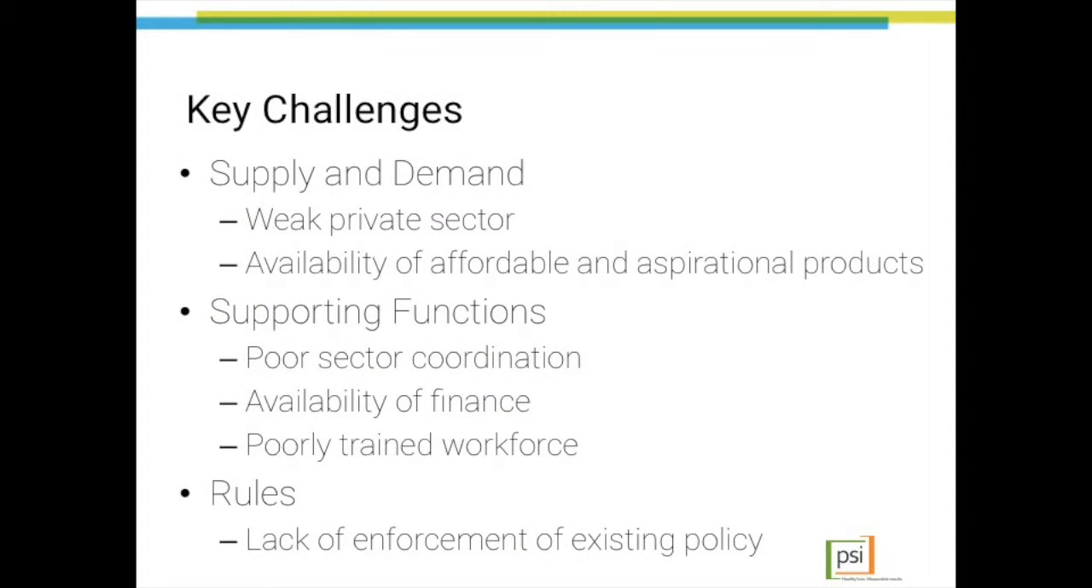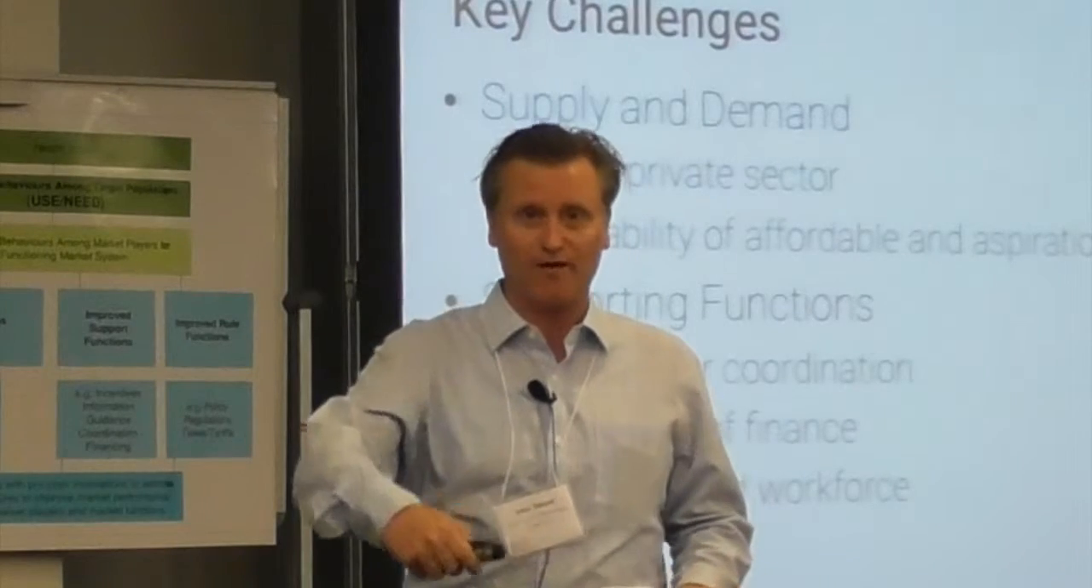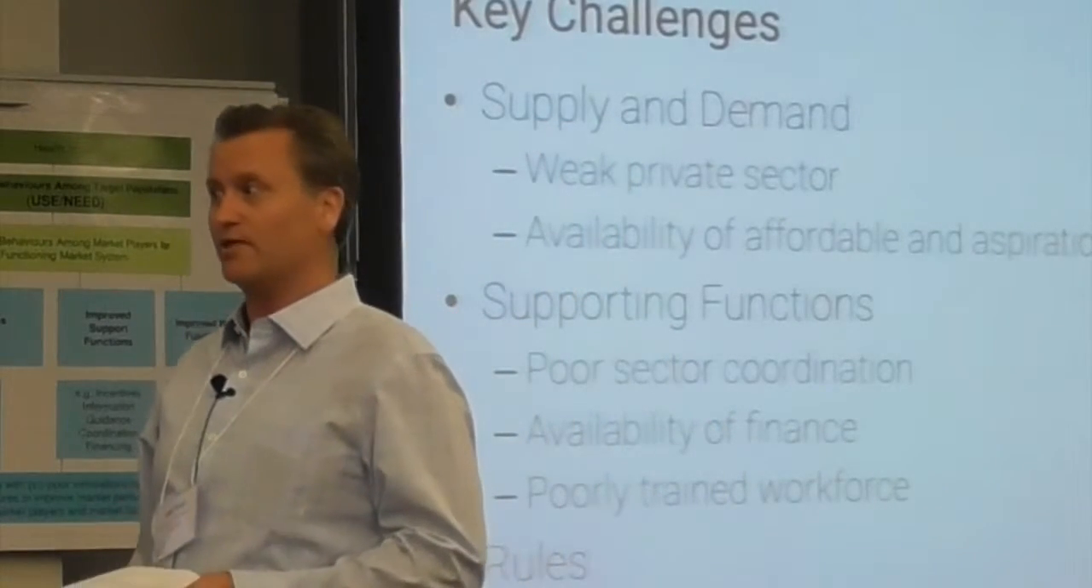So our key challenges around supply and demand: there's a weak private sector. The availability of affordable options I've been talking about. So those aren't there in terms of the core market functions. The supporting functions, we have terrible sector coordination, even though most countries that you're all from have sector coordination groups. But the truth is, they're really just divvying up where they're working. They're not truly coordinating. They're not truly working towards a common vision, a common goal. Now this is going to start to change with the Sustainable Development Goals, so we've got to be out in front of that. But historically, that has not happened.